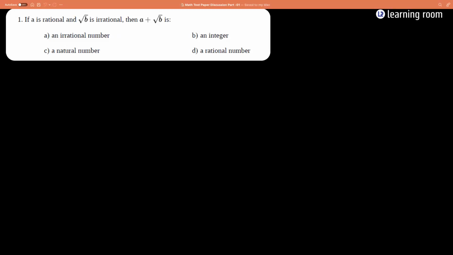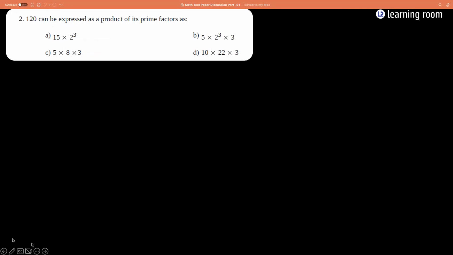A is a rational number and root B is an irrational number. What is the answer? A plus root B is an irrational number, because the sum of a rational and an irrational number is irrational.